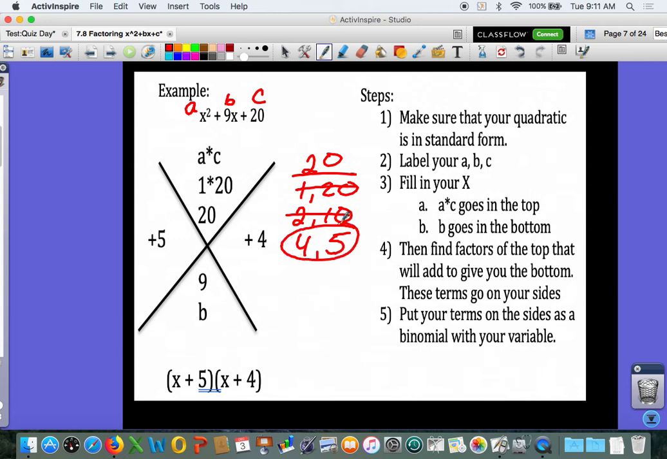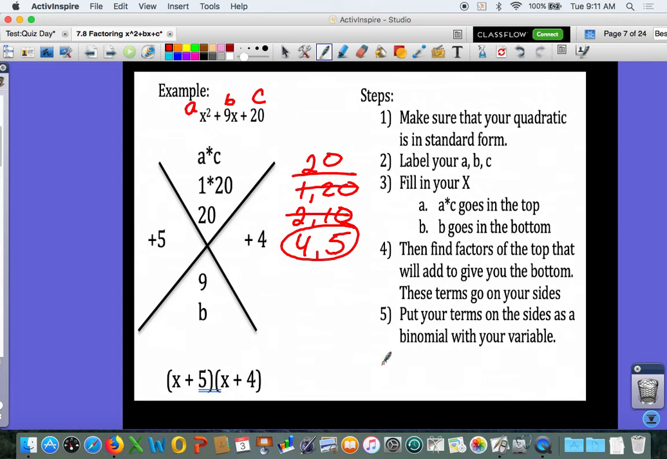So, put these terms on your sides: plus 5, plus 4. It does not matter which side you put them on. Those are my factors that multiply to give me 20 and add to give me 9. Those factors will then help make my binomials. Since my a is just equal to 1, I can take my sides and just make them straight into binomials. If a does not equal 1, we have to go a little bit farther. So my binomials are going to be x plus 5 and x plus 4.